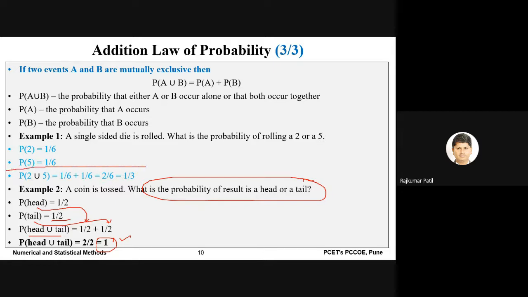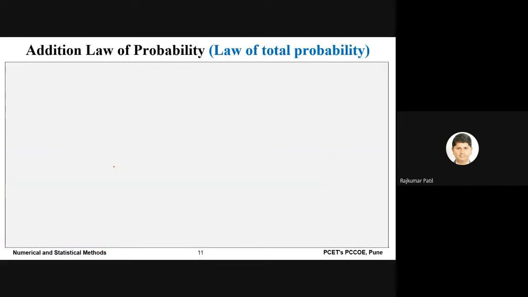Here in the previous example, there are 6 faces and we are interested in 2 faces, where 2 is there or 5 is there. And that's why we are getting the outcome as 2 by 6 or 1 by 3, because we are interested in 2 events out of 6.